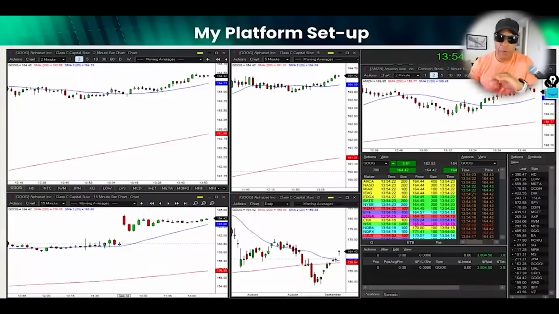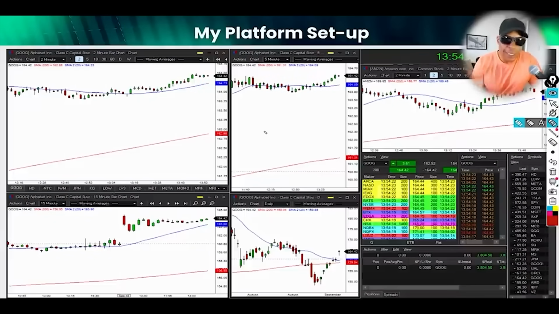This is my personal platform setup, guys. I trade on a laptop. Let me just show you the parts, guys, because this is important. So let's look at the left-hand side of the platform screen. My platform setup is predominantly chart-based.